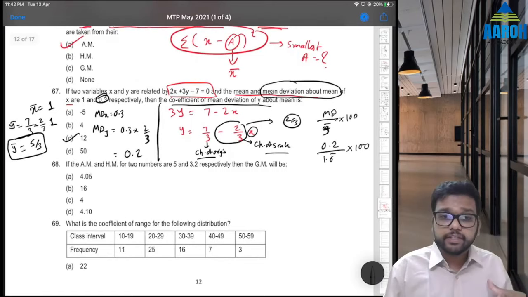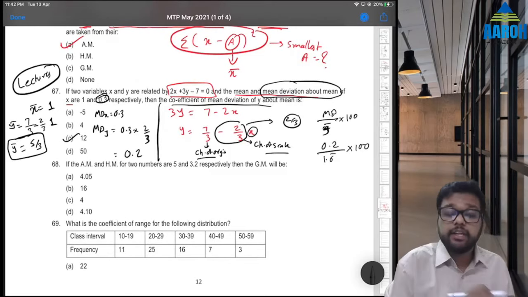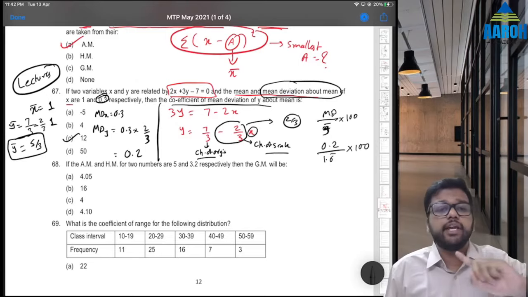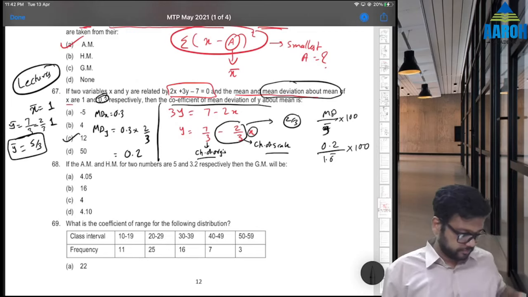I hope you are clear with this. I have also uploaded lectures on this, revision lectures and live lectures on the channel. Go through them if you are confused in this, because there we have covered all the measures of central tendency and all the measures of dispersion and basic theory also.